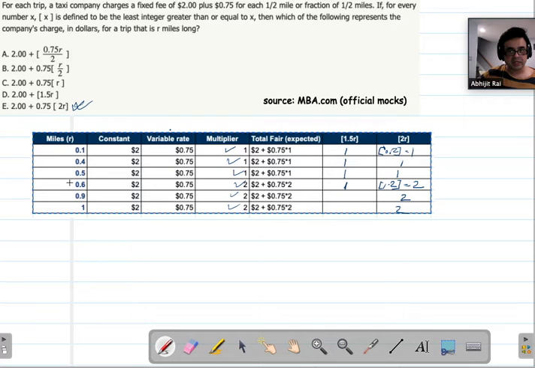As you can see, already we have a mismatch. The multiplier should be 2 to get the right fare, but we are only getting 1, right? For 0.9, it will be 2, and for 1, it will be 2. So this is the catch here. Around this range, 0.55, 0.6, 0.65, is where you would have a mismatch in the multipliers. The 2r multipliers would be right, and the 1.5r multipliers would be wrong. Hence, the answer to this question is E. Hopefully this helps you understand how you would proceed with the question.